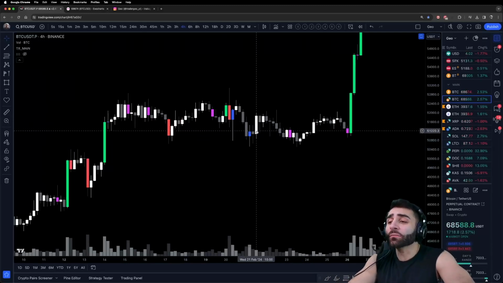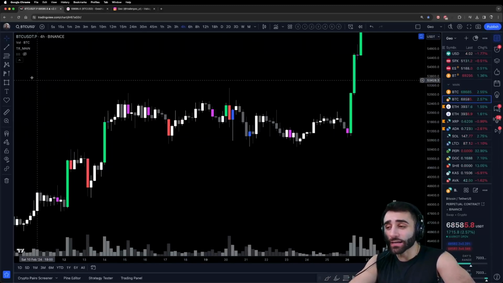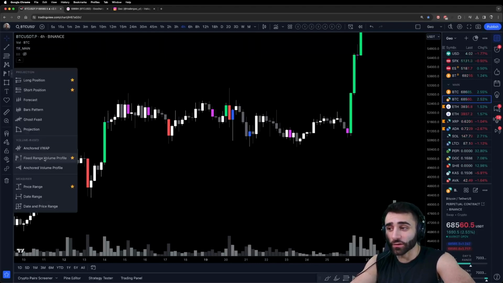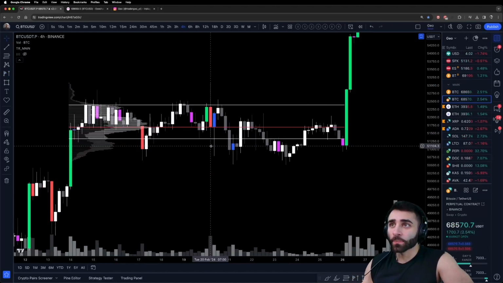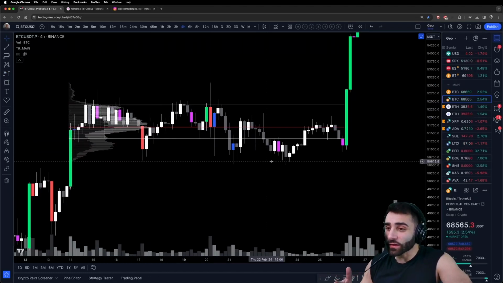Guys, today we're talking about one of my favorite ways to analyze price action, which is using volume. There's a tool on the left here, the fifth one down, called Fixed Range Volume Profile here on TradingView. If you click that and drag it across any number of candles, it will show you the volume that resides within this range.